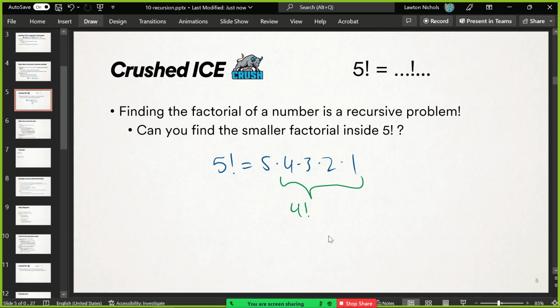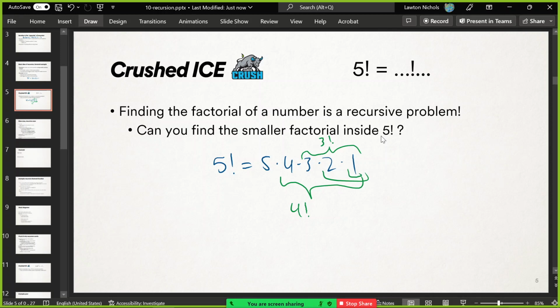Is that the only smaller factorial? There's plenty more, right? It goes all the way down. There's 3 factorial. Here's 2 factorial. Here's 1 factorial. Technically, 0 factorial is defined to be 1 as well, so that's technically also there, if you want to do it that way.